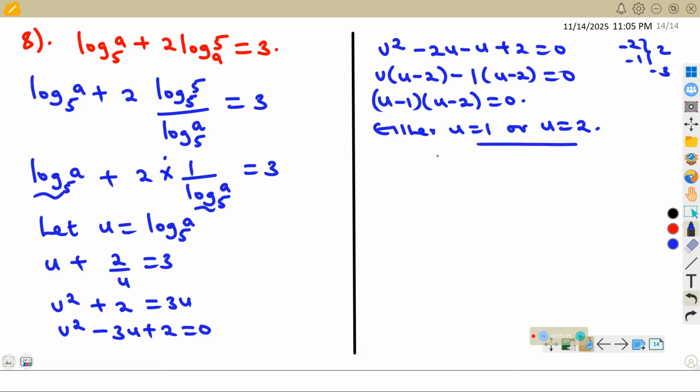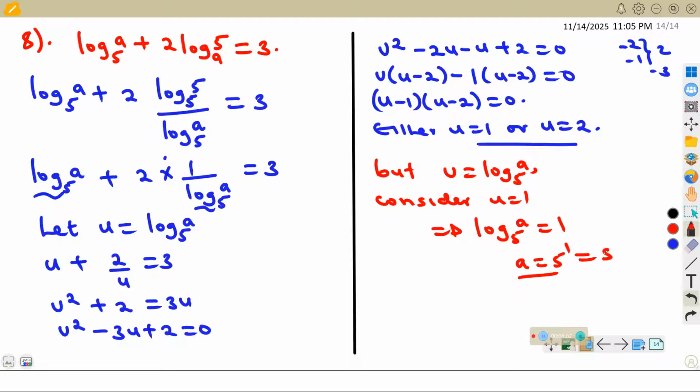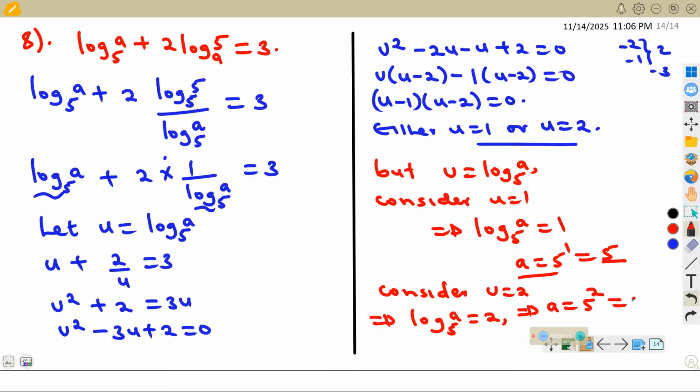But we understand that u is the same as log₅ a. So let us consider u equal to 1. This will imply that log₅ a is equal to 1, and for that case a is equal to 5 to the power 1, and this is 5. So next, when we consider u as 2, it implies that log₅ a will be equal to 2, and this will imply that a is 5 to the power of 2, which is equal to 25.